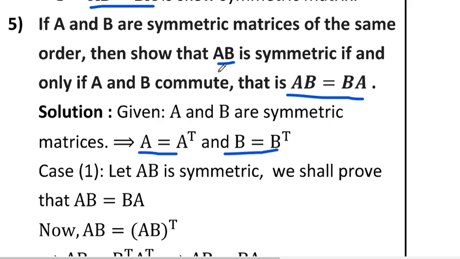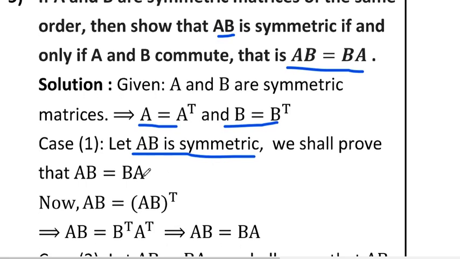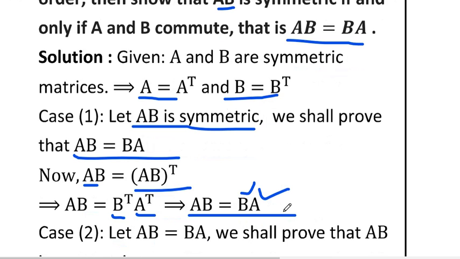Let us take the first part, that is AB is symmetric. Let us assume that AB is symmetric, and what you have to show? AB is equal to BA. And AB is symmetric, therefore AB is equal to (AB) transpose. Because it is symmetric matrix, AB is equal to (AB) transpose. What is (AB) transpose? B transpose into A transpose. What is B transpose? B. And what is A transpose? A. B transpose is B and A transpose is equal to A. Therefore AB is equal to BA.